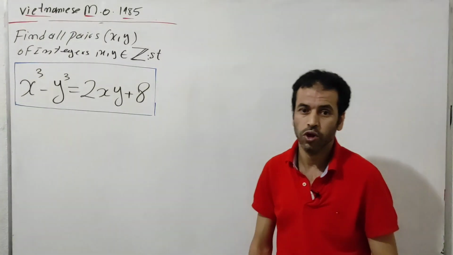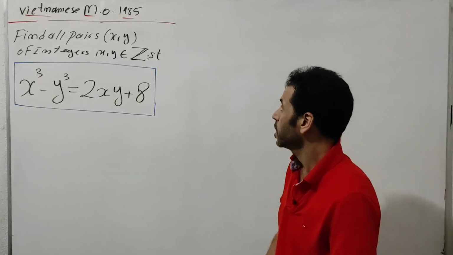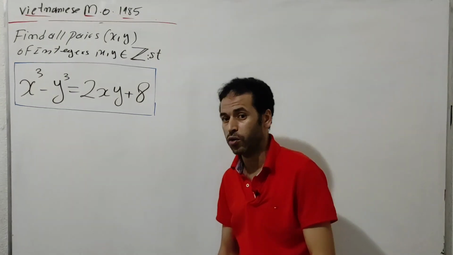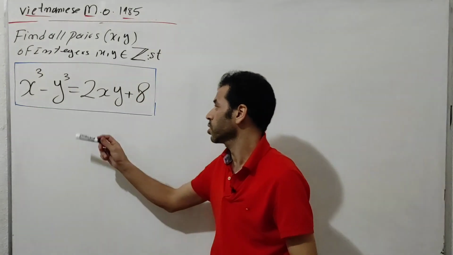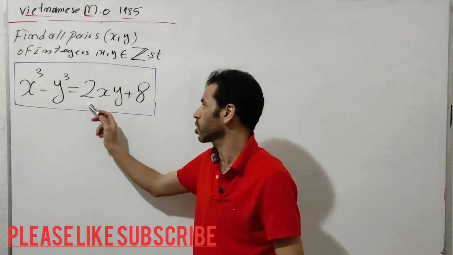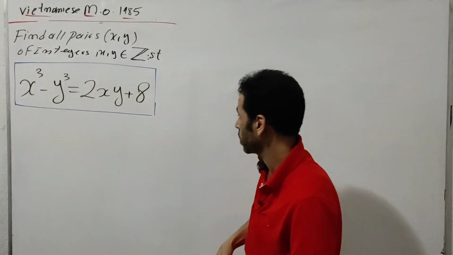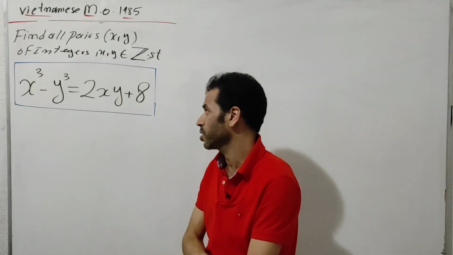In today's video, I would like to introduce you to a very nice problem from the Vietnamese Mathematical Olympiad, edition 1985. Here is the following information. Find all pairs of integer numbers such that we have the following equation: x cubed minus y cubed equals 2 times x times y plus 8. Okay? In fact, this is a very nice problem, but it's tricky.